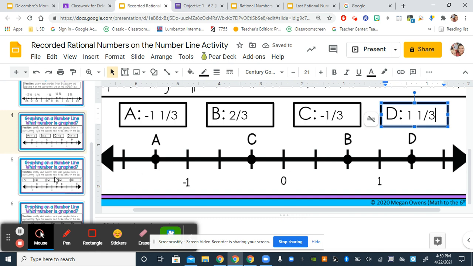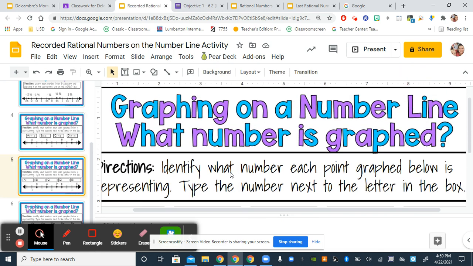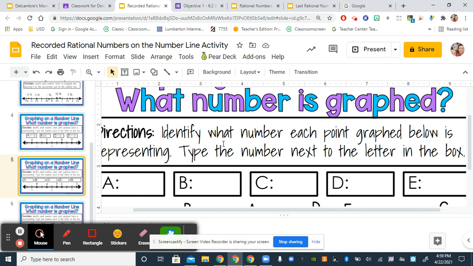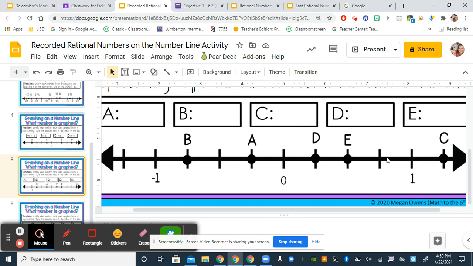Okay, let's go down to the 5th slide. Identify what number each point graphed below is representing. Type the number next to the letter in the box. So let's look. Again, this goes from 0 to 1 and 0 to -1. But look, there's 1, 2, 3, 4 different spaces, so this is broken up into quarters. If I look at A, I'm 1 away from 0 to the left.